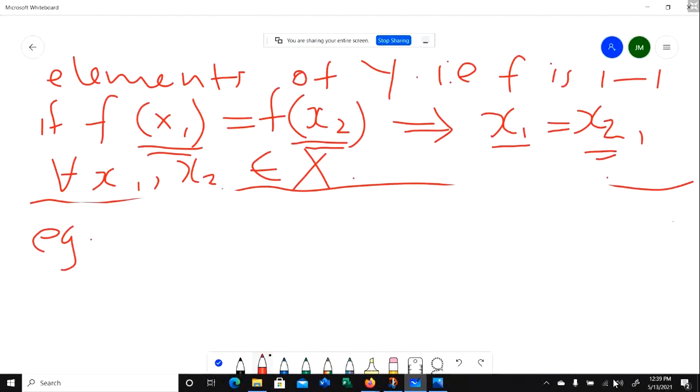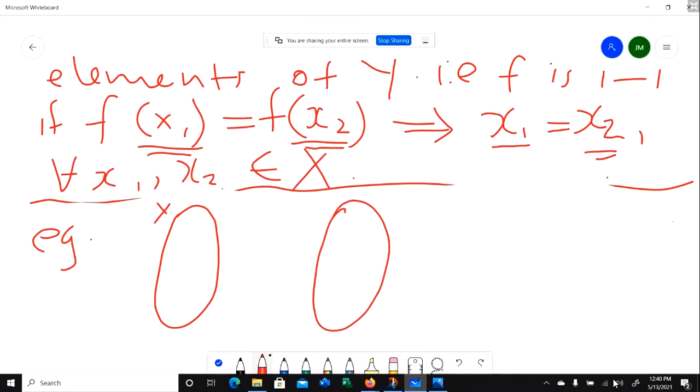For example, we can have a map like this, where we have our set X and another set Y. The set X has elements 0, 1, 2. The set Y has elements 0, 1, 2, 3, 4. And our function F is defined as mapping X to X squared.